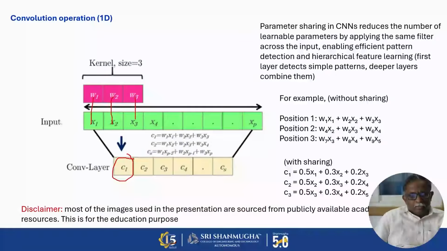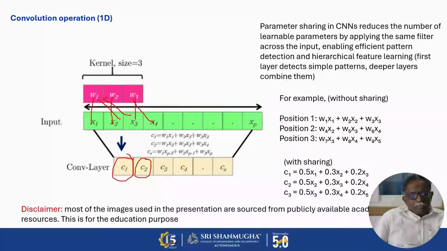Then when you slide one step, x2 will have this, x3 will have this, and x4 will have this. At that point we are extracting the features, usually using the convolution operation. This is for the case of 1D. We have to do the same for the 2D case for images.